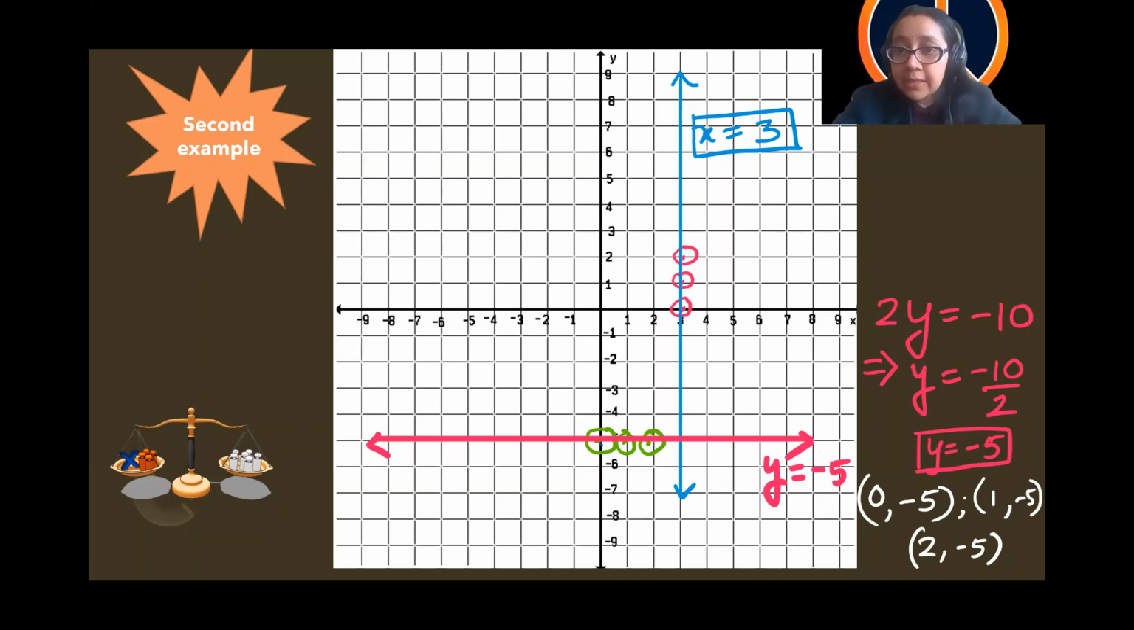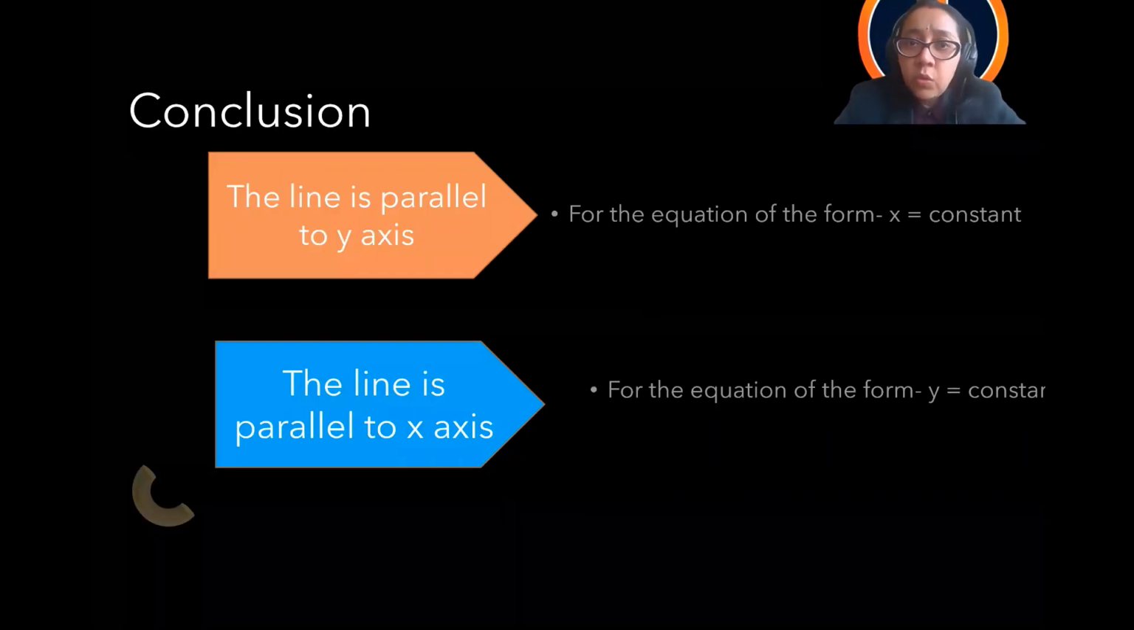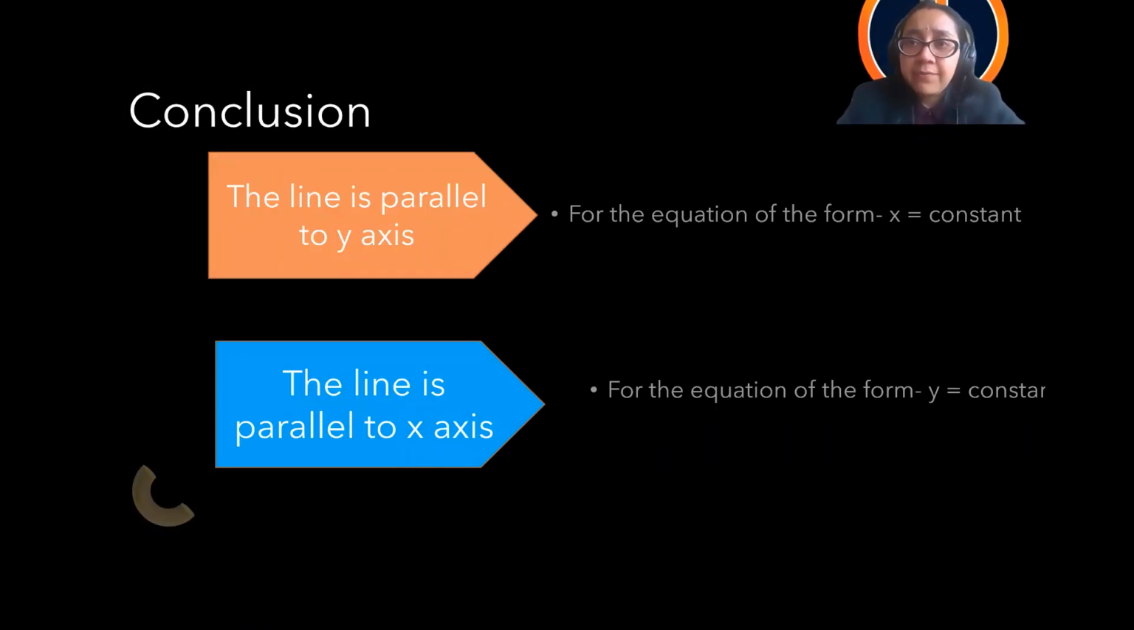If x is constant, then the line is parallel to the y-axis. Okay, remember? Good. So our conclusion, I'm reinforcing the fact: the line is parallel to the y-axis when the equation is of the form x is constant, and a line is parallel to the x-axis when the equation is of the form y is constant.